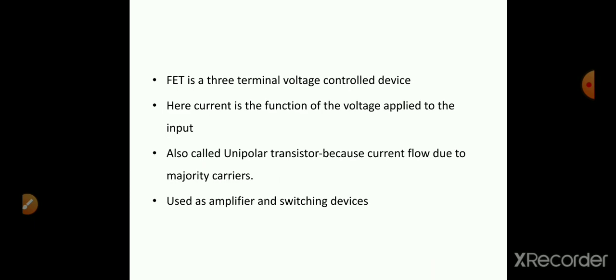So next one is the field effect transistor, which is a three-terminal device and it is a voltage controlled device. Here the output current is a function of the voltage applied to the input. FET is also called a unipolar transistor because current flow is due to only majority carriers. The main applications of field effect transistors are amplifier and switching devices. These are the applications of BJT also. Applications of BJT and FET are almost similar.